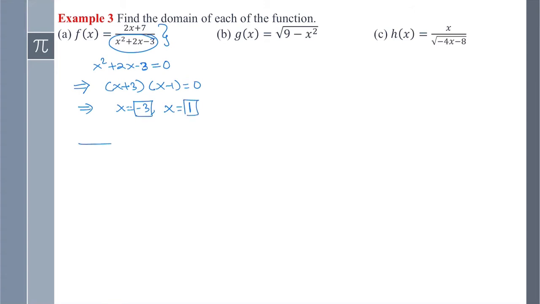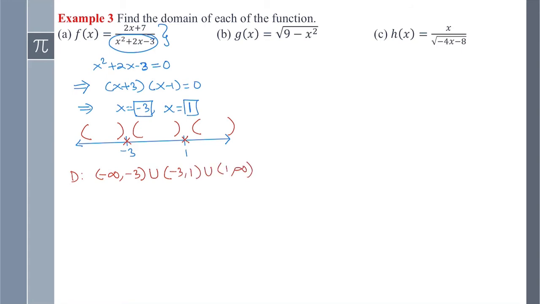So what we'll do is draw the number line. We have negative 3 and 1. This says we cannot have these numbers in the domain. That means everything other than negative 3 and 1 is in the domain of that function. So all the numbers right here, right here, and right here are in the domain. This is how we write that in interval notation. The domain is negative infinity to negative 3, union negative 3 to 1, union 1 to infinity.